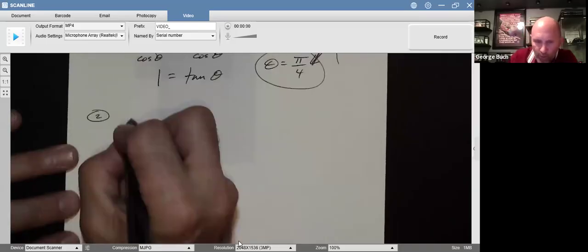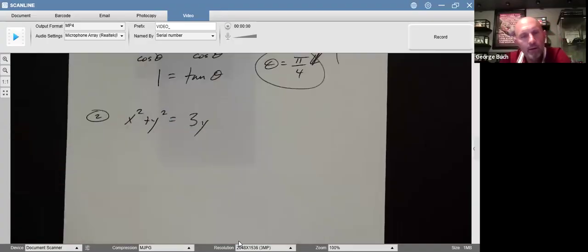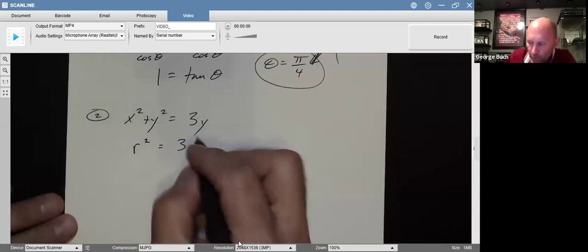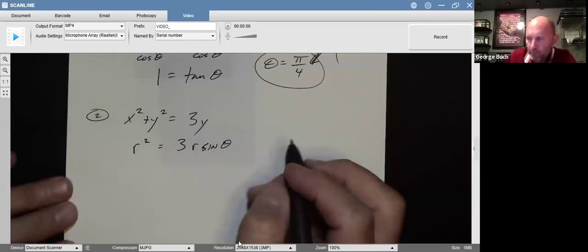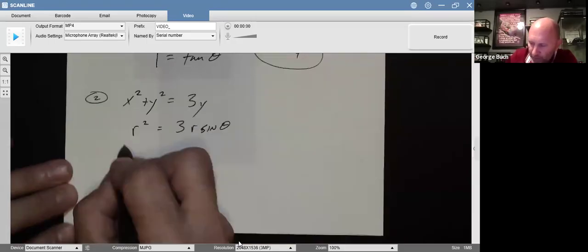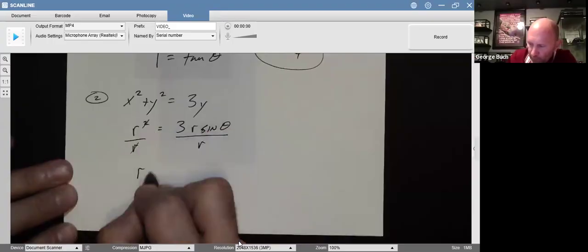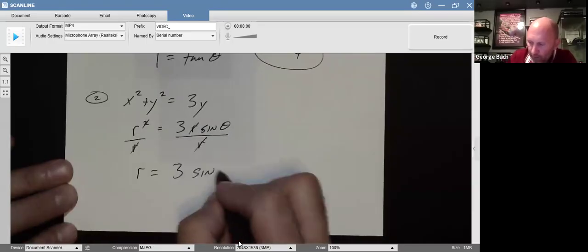Second one, how about if I have x squared plus y squared is equal to 3y? All right, well, first of all, x squared plus y squared is equal to r squared. And then y is equal to r sine of theta. So I can divide both sides by r. So one of these cancels with this r, gives me r equals. This r cancels with that, so just 3 sine of theta.